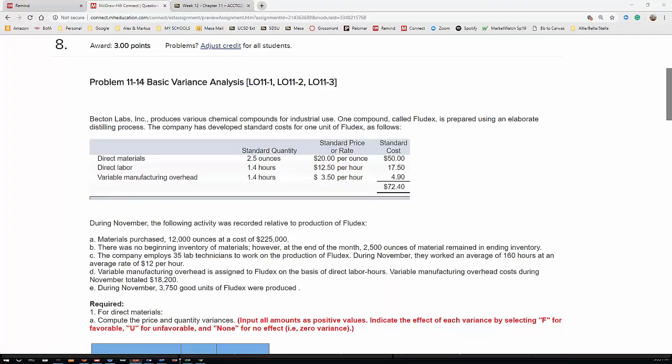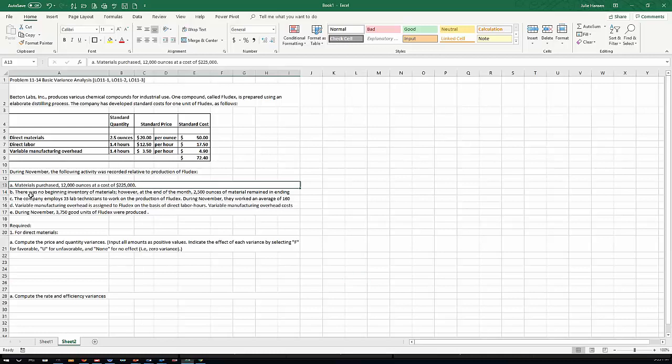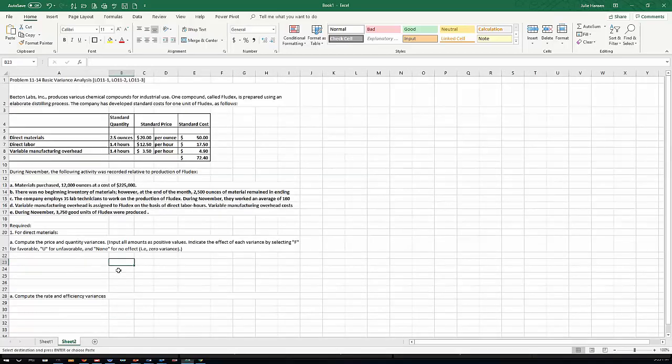So guess what happens next? Yep, you got it. We're going to put it into an Excel spreadsheet just because it's easier to understand. This is exactly the same information. Here are my actuals right here, and it says compute the price and the quantity variance. So I am going to build my little happy thing just like I did before. I'm just going to copy that over, and here we go.